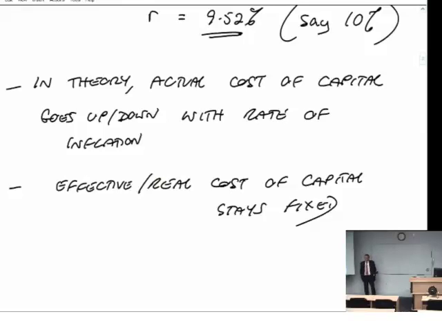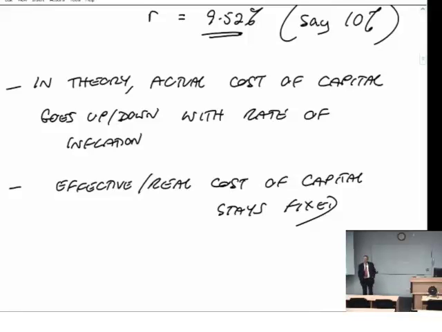That again, in my question, 9.52, that's what interest rates would be if there was no inflation at all. More inflation, more actual cost, but the net result would be the same. All right?